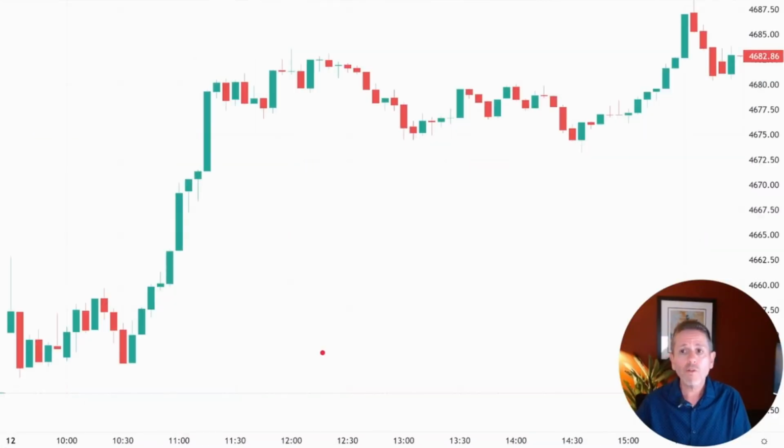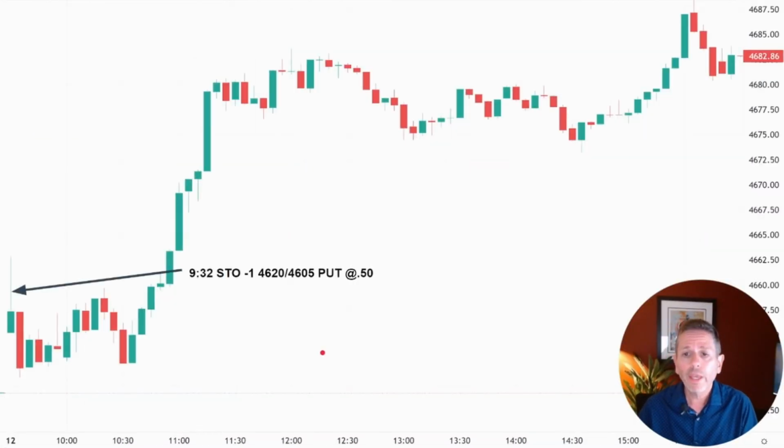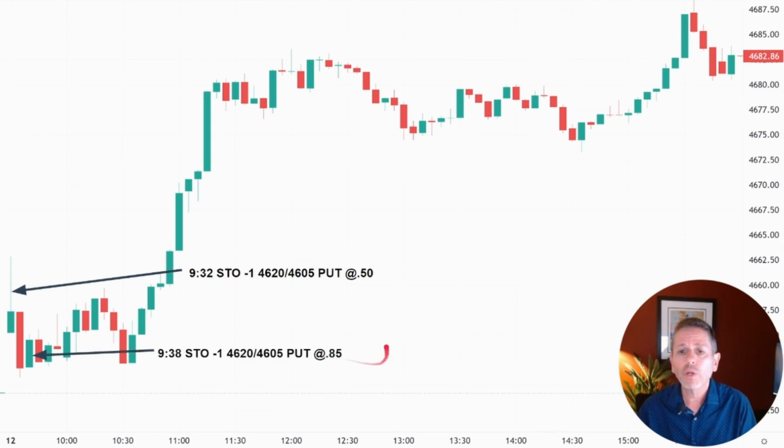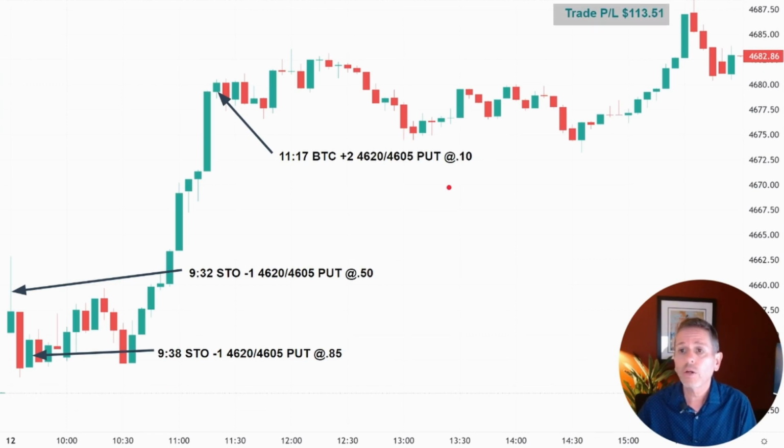So November 12th, I put on a put spread and then I put on another put spread when it went lower and collected 85. So I collected 50 cents and 85. And after that, the support held and the market just went green, green, green, green, green. I was able to get out right around 11:17 for a 10-cent close on that. Okay, another $113 gain on this one.